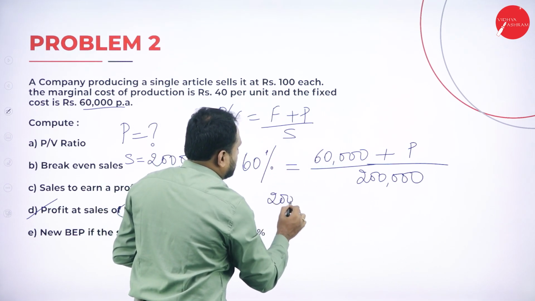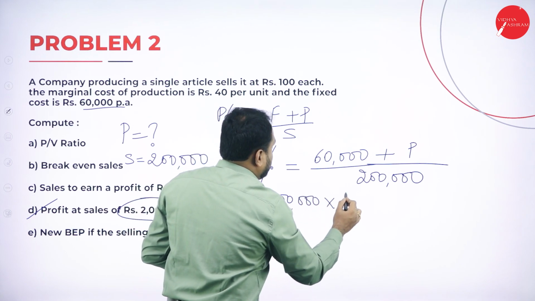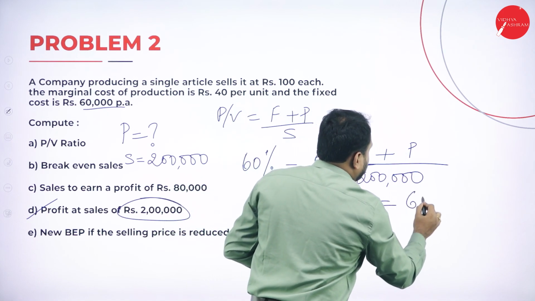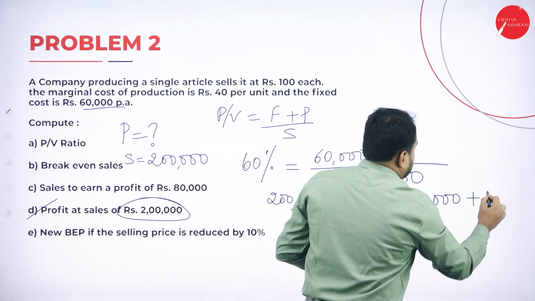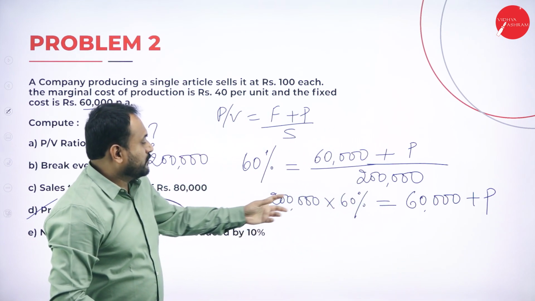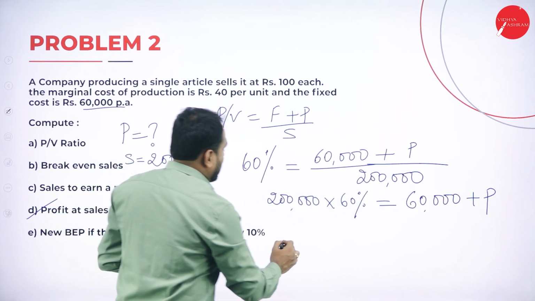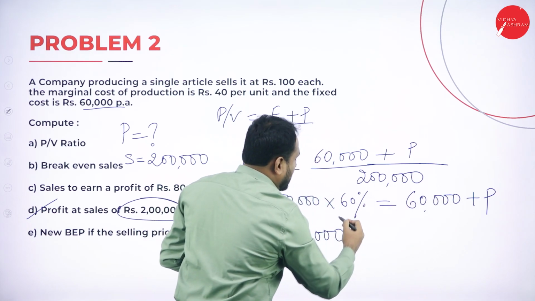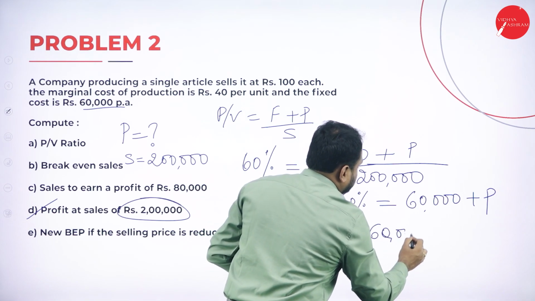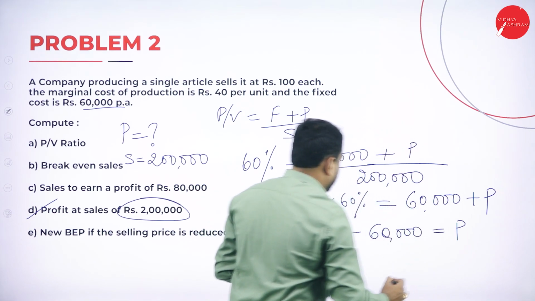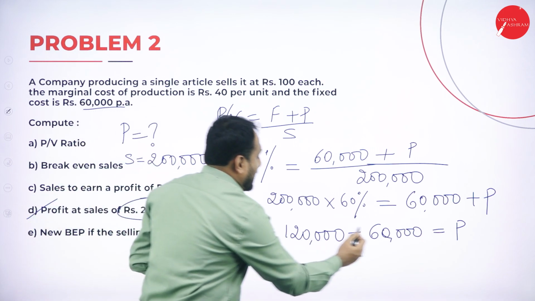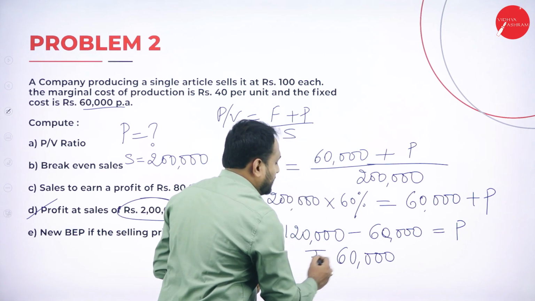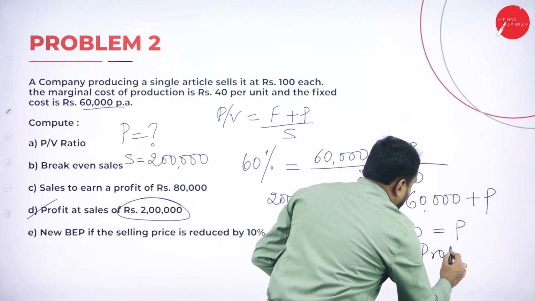So that is 2 lakh into 60% is equal to whatever is here, we are supposed to write 60,000 plus profit. Now take 2 6 is 12, so it is 1,20,000. Now this 60,000 will come here, minus 60,000 is equal to profit. Now here 1,20,000 minus 60,000 is how much? 60,000 rupees. 60,000 is equal to profit.